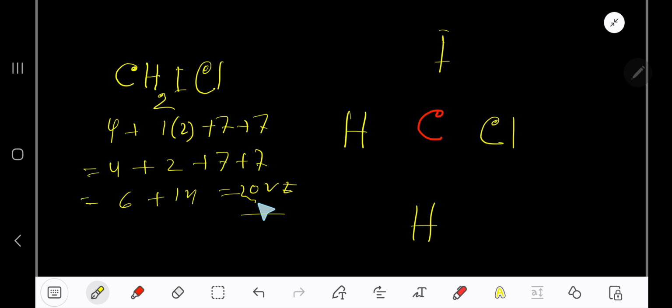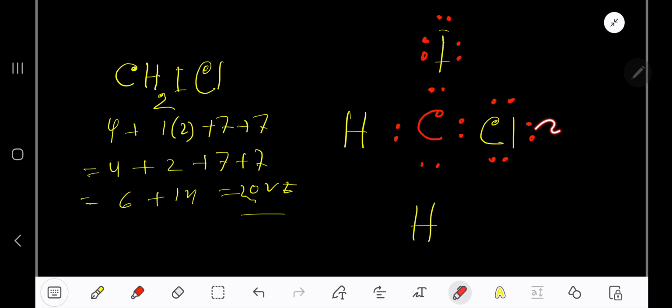These 20 valence electrons have 2 tasks at the same time. The first task is to connect these 5 atoms together, and the second task is to satisfy the octet and duet of the atoms. So let me connect. Now satisfy the octet of the outer atoms first. So 2, 4, 6, 8, then 10, 12, 14, 16, 18, 20. We have used all the valence electrons.